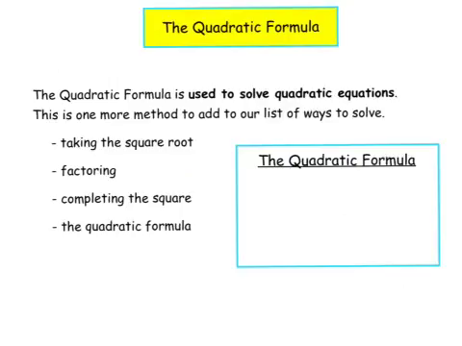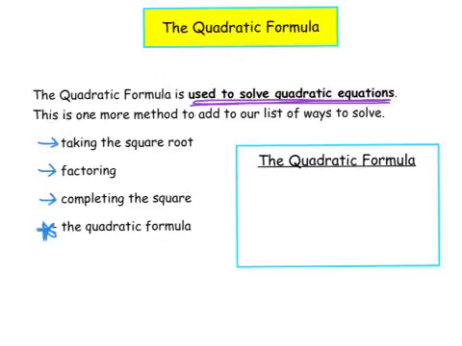So first and foremost, we need to figure out what is the quadratic formula. In the most basic terms, it's used to solve quadratic equations. It's a formula that we use to solve quadratic equations with, and it's just one more method of solving. In this chapter we've explored taking square roots to solve, solving by factoring, and solving by completing the square, and today we're going to talk about how we would solve by using the quadratic formula.